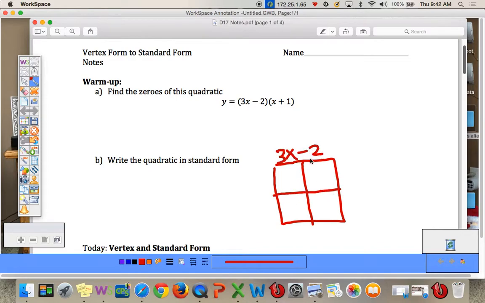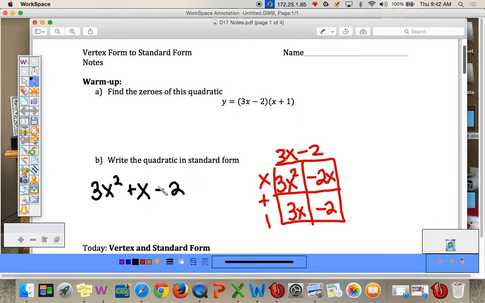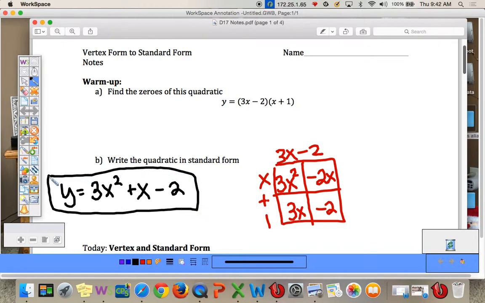So you have 3x minus 2, x plus 1, and 3x times x is 3x squared. We have minus 2x, and we have 3x and a minus 2. And then we write it in standard form with our highest power first, 3x squared. Combine like terms, 3x minus 2x is x, and then you have minus 2. So here's the quadratic in standard form. I can make an equation.